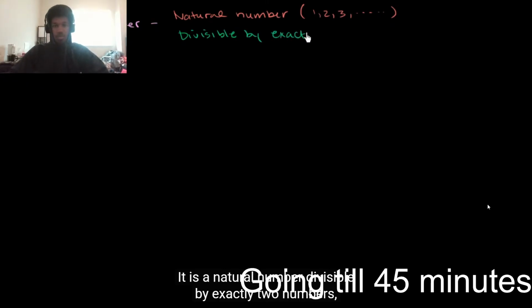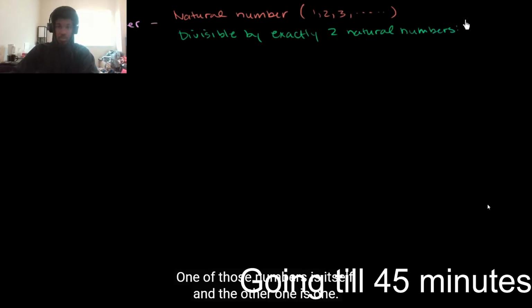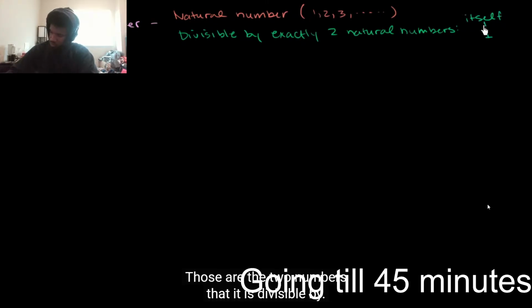exactly two natural numbers. Actually, I shouldn't say two other. I should say two natural numbers. So it's not two other natural numbers, divisible by exactly two natural numbers. One of those numbers is itself, and the other one is 1. Those are the two numbers that it is divisible by. And that's why I didn't want to say exactly two other natural numbers, because one of the numbers is itself.